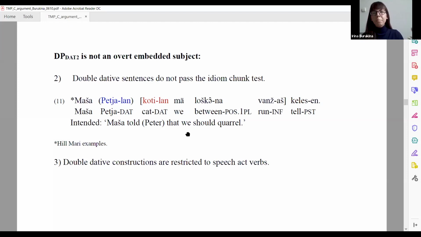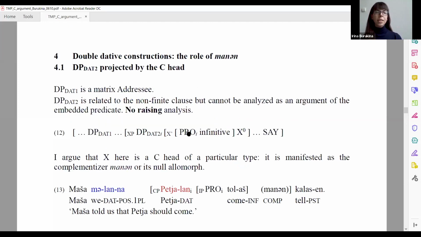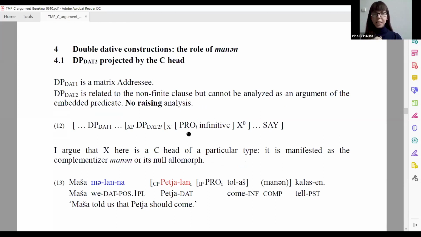So again, if I can have embedded overt subjects in this language, in non-finite clauses, why don't I see them more often with other predicates as well? Why are they restricted to these speech-act verb constructions? So let me quickly summarize what I've just said. First, we have found out that the first dative DP, the blue one, is apparently a true matrix addressee. And we also found that the second dative DP, on the one hand, is related to the non-finite clause. They form a constituent together. But on the other hand, it cannot be analyzed as an argument of the embedded predicate itself. So the raising analysis, in my opinion at least, is excluded here.